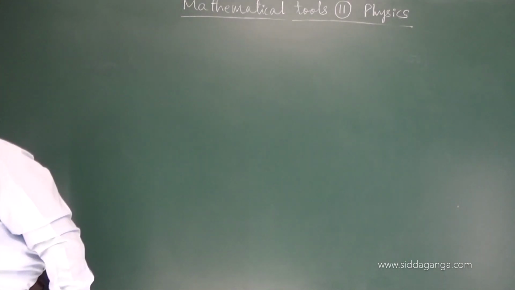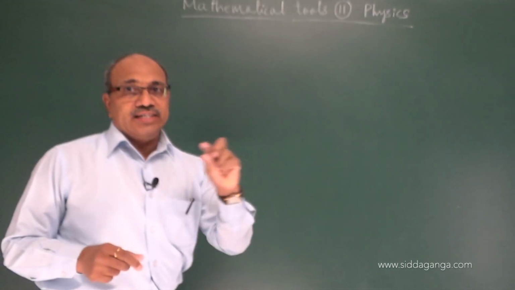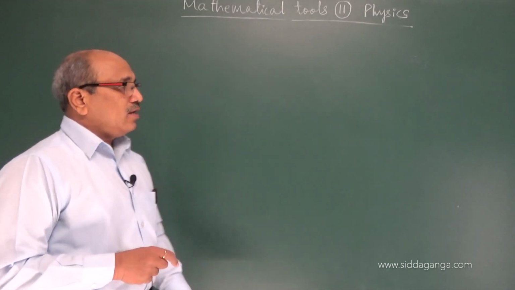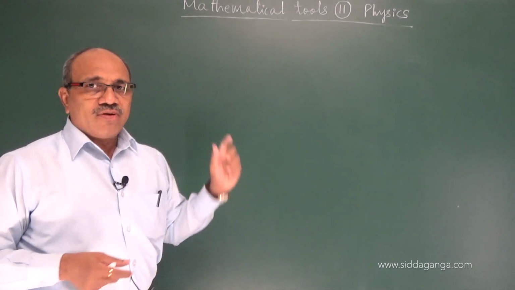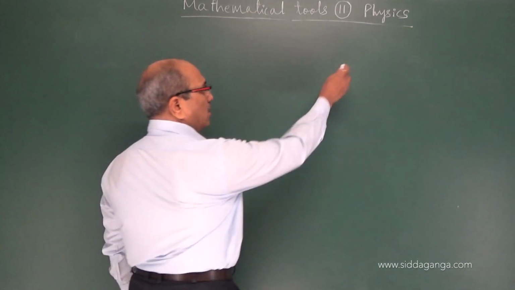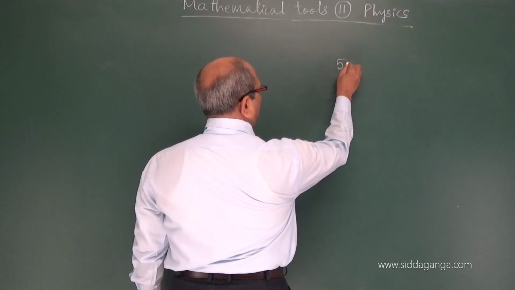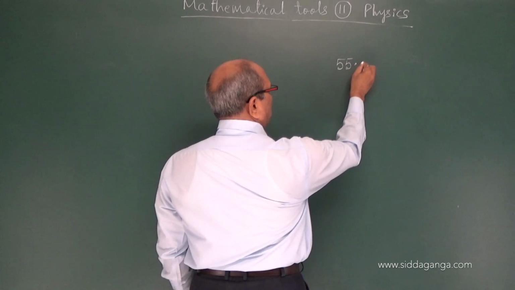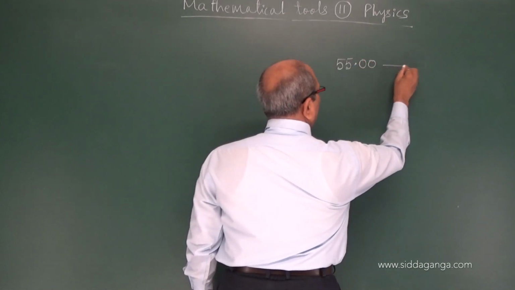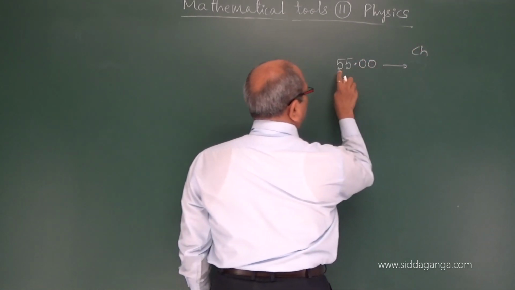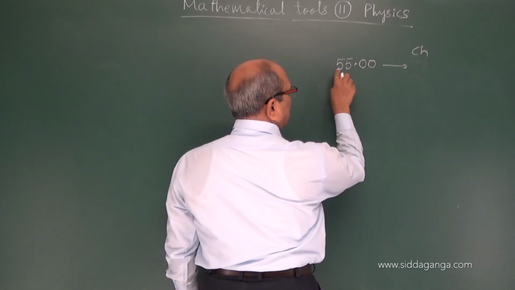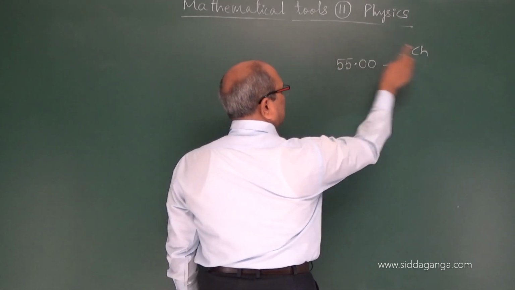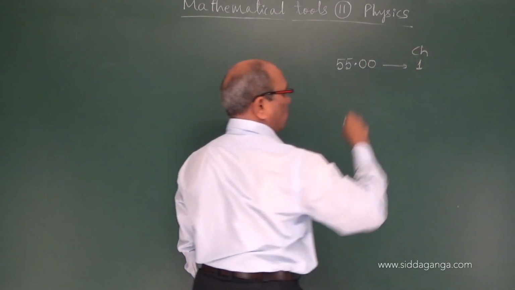See, for example, how this characteristic part is moving. Then I come to the anti-logarithm part. I have taken the number 55. Suppose it is 50.00. What is the characteristic for this? You are writing 2 digits. Therefore, I made it 1 less. So you are writing it as 1.